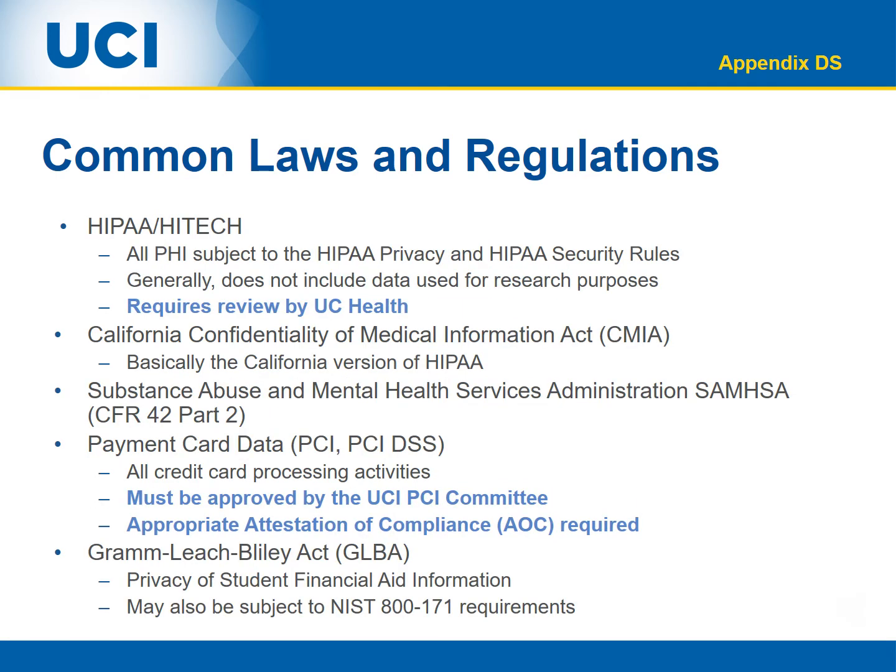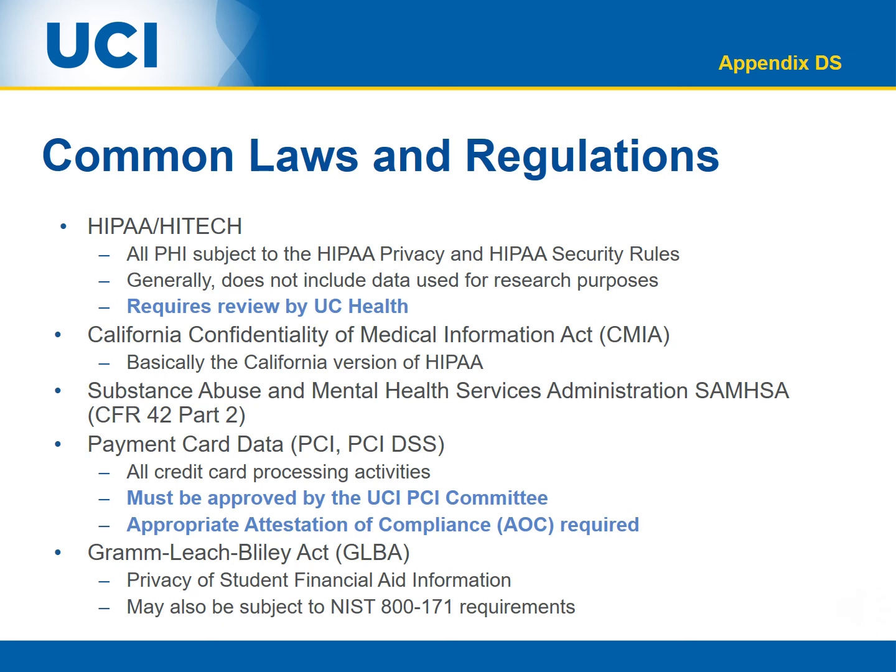HIPAA HITECH is the PHI that we talked about with the HIPAA security rules. One of the things that makes this different is it really needs to have a review by the UC Health people. Campus security is not really aware of some of the ins and outs of HIPAA, so that really needs to be reviewed by UC Health at the moment. The California Confidentiality of Medical Information Act is basically the California version of HIPAA, so those will almost always be checked together.